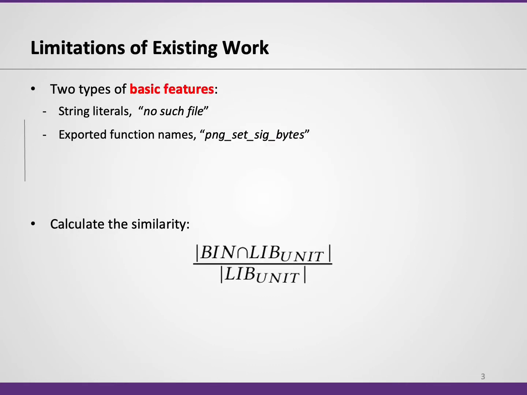Existing techniques for third-party library detection in binaries essentially have a similar detection scheme. They adopt two types of basic features including string literals and exported function names. Two sets of features are constructed from a detection target and a library, respectively. The task to detect library reuse is to calculate a similarity score by comparing these two feature sets.